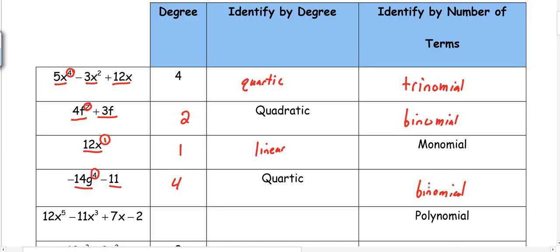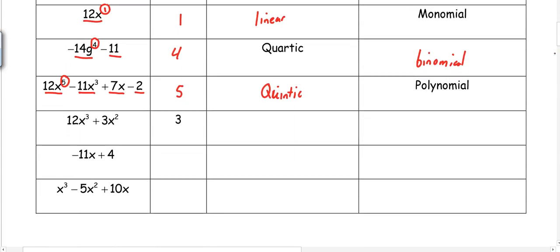The next one, 12x to the 5th minus 11x cubed plus 7x minus 2. This one has a few exponents, but the largest is 5. So this is a quintic. When I look at my number of terms, I have 1, 2, 3, 4, which is why this is called a polynomial. The next one, 12x cubed plus 3x squared. Our largest exponent is 3. So our degree is 3, which means it's cubic, and it has 1, 2 terms, so it's a binomial.